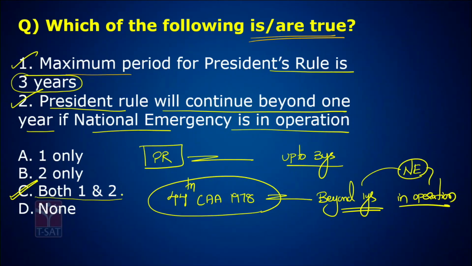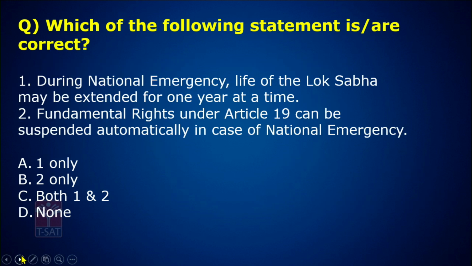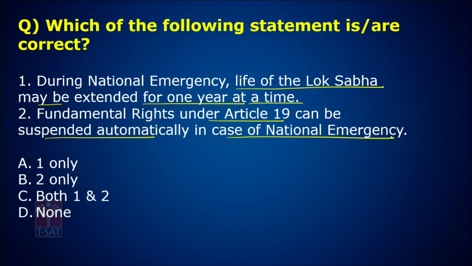This is your answer. Both 1 and 2 are correct. Which of the following statements is or are correct? Okay, try to understand this. During national emergency, the life of the Lok Sabha may be extended for 1 year at a time. Fundamental rights under Article 19 can be suspended automatically in case of national emergency. Both the statements are correct. Now look at the screen. Look at the first one.